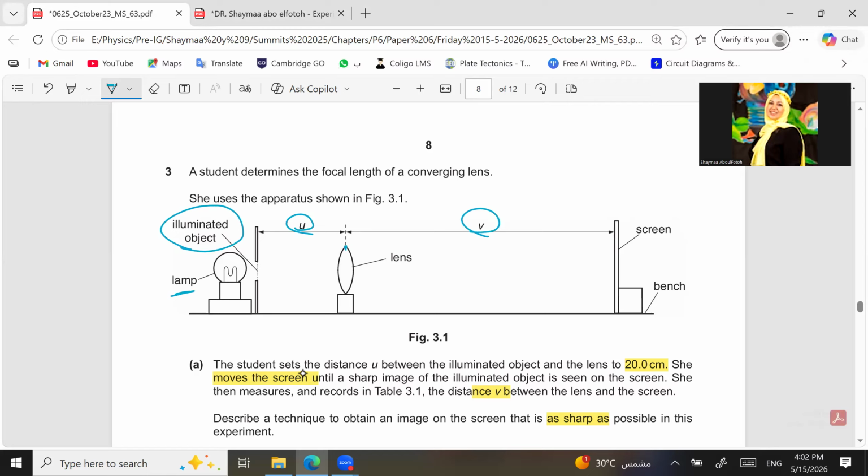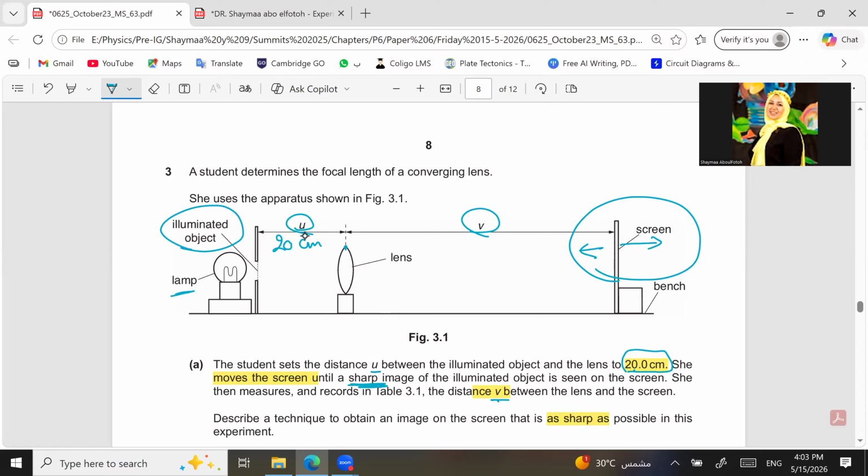Let's see the question. The student sets the distance U between the illuminated object and the lens to 20 centimeters. Now the length of U, which is 20 centimeters, is constant. She moves the screen back and forth until she gets a sharp image. She then measures and records in table 3.1 the distance V. Now I am moving the screen back and forth to get a sharp and clear image.